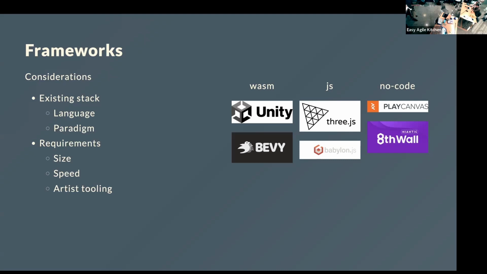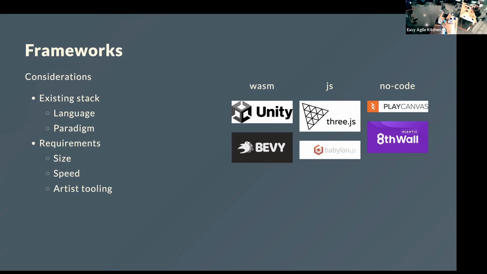And second of all, you've got the JavaScript-first frameworks. These are the ones that were built on the web for the web. They're going to be the smallest ones. If you're worried about size, they're the ones you're going to be looking at, just because they're already using the native APIs. Three.js is by far the smallest. Babylon's quite a bit bigger.